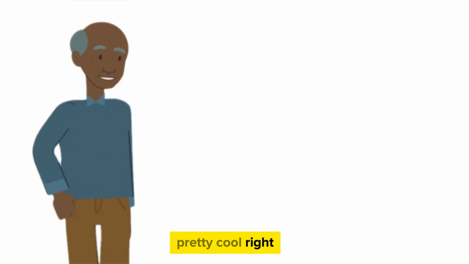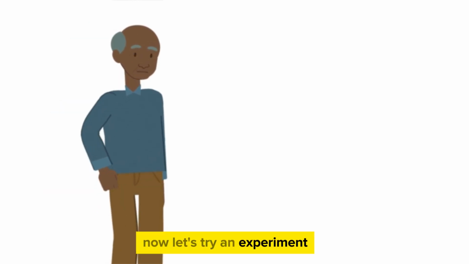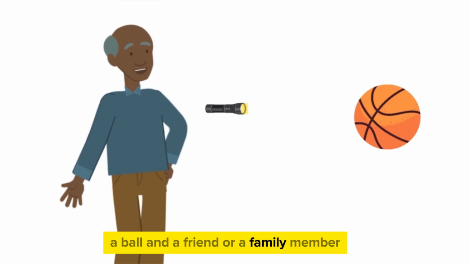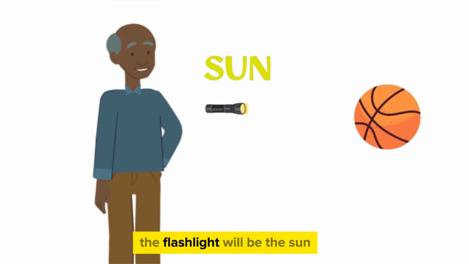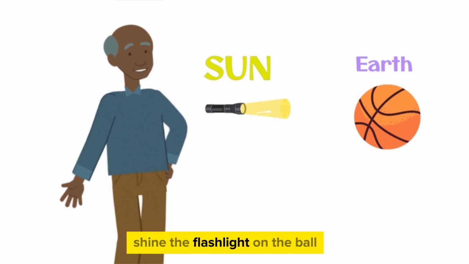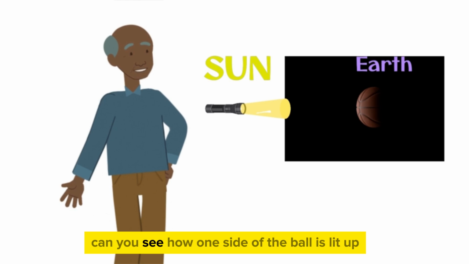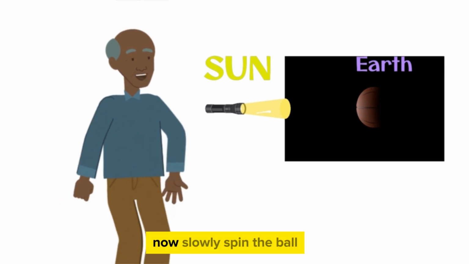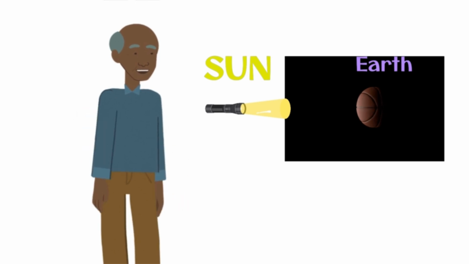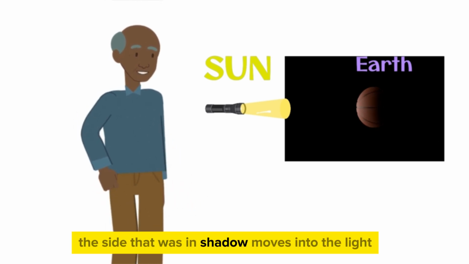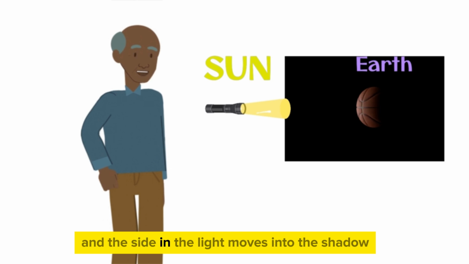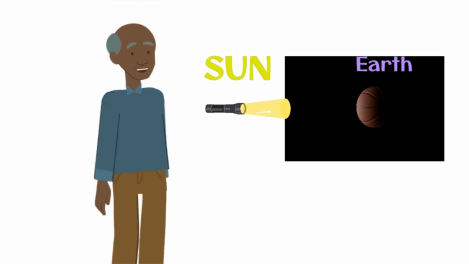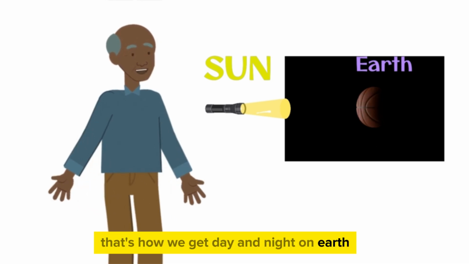Pretty cool, right? Now, let's try an experiment. Grab a flashlight, a ball, and a friend or a family member. The flashlight will be the sun, and the ball will be the Earth. Shine the flashlight on the ball. Can you see how one side of the ball is lit up while the other is in shadow? Now slowly spin the ball. As it turns, the side that was in shadow moves into the light, and the side in the light moves into the shadow. That's how we get day and night on Earth.